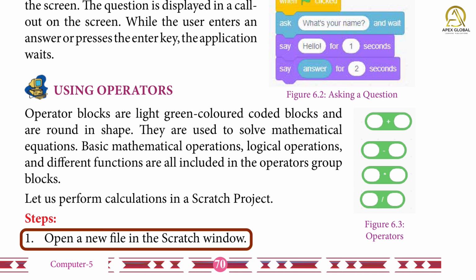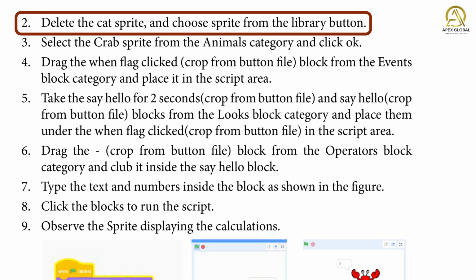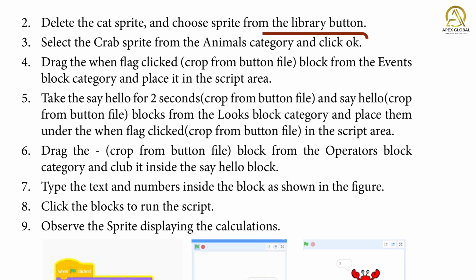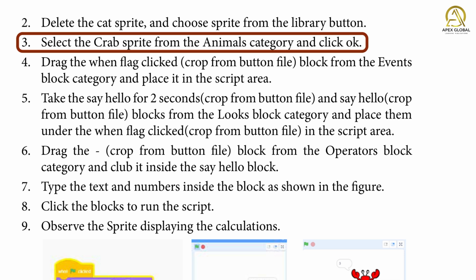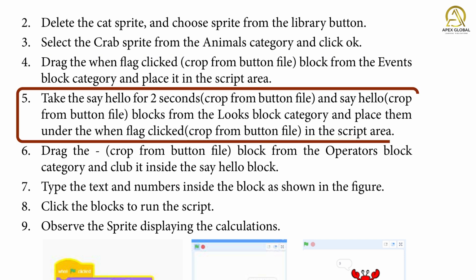Steps. 1. Open a new file in the Scratch window. 2. Delete the cat sprite and choose a sprite from the Choose a Sprite library button. 3. Select the crab sprite from the animals category and click OK. 4. Drag the when flag clicked block from the events block category and place it in the script area. 5. Take the say hello for 2 seconds block from the looks block category and place it under the when flag clicked block in the script area.